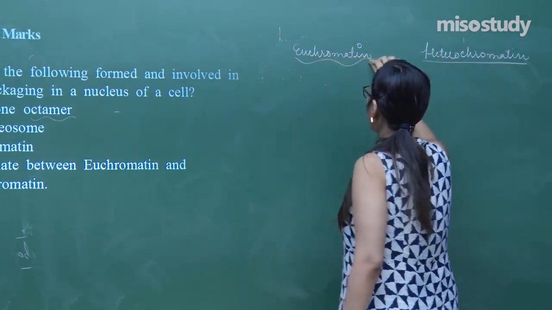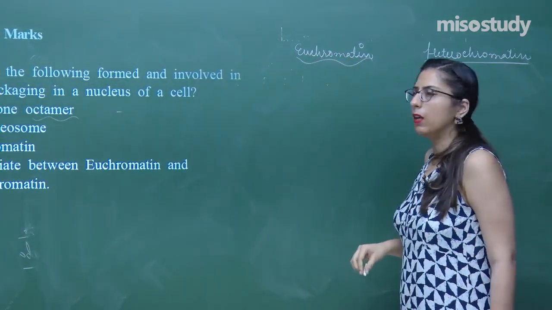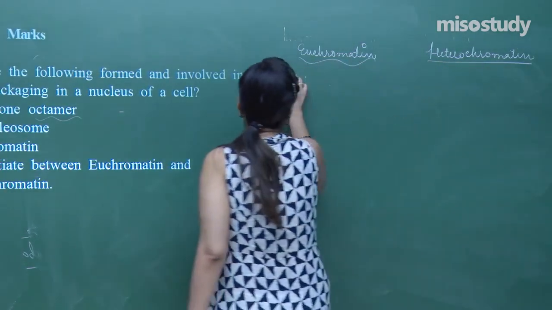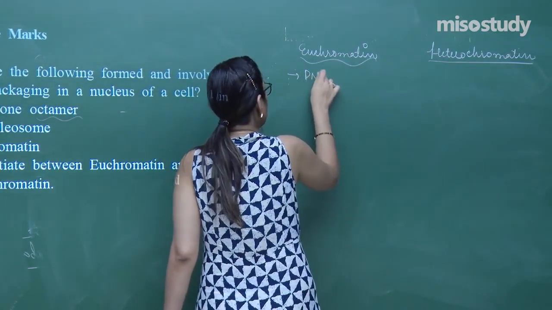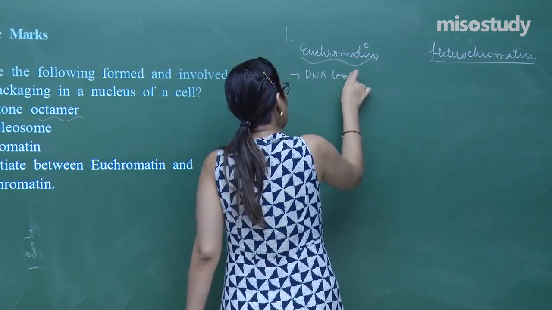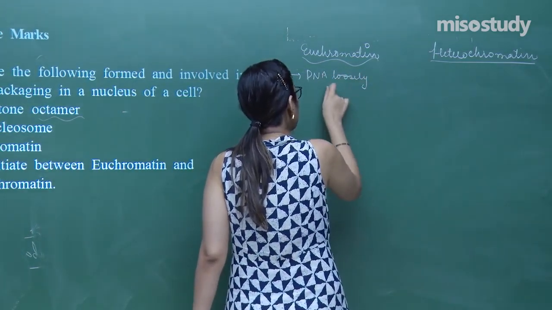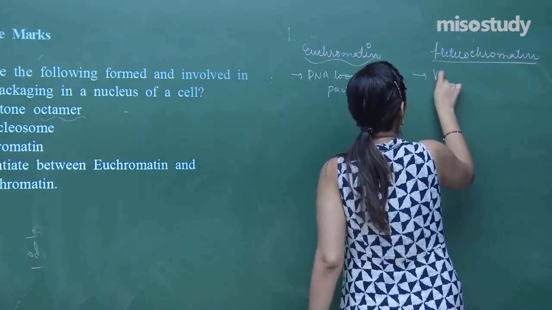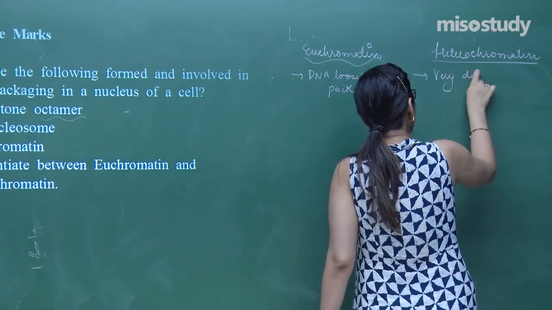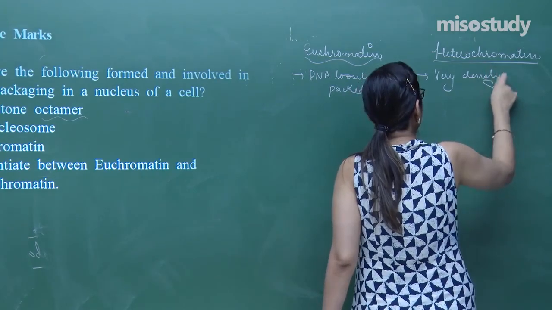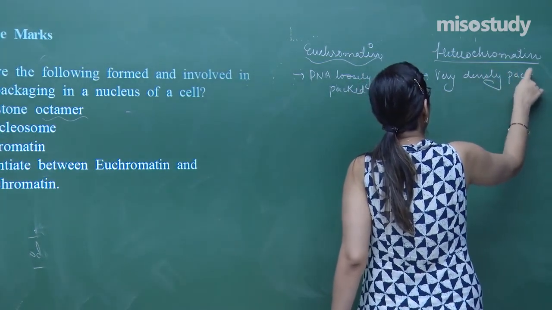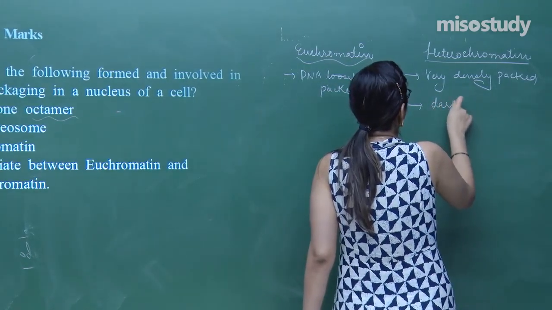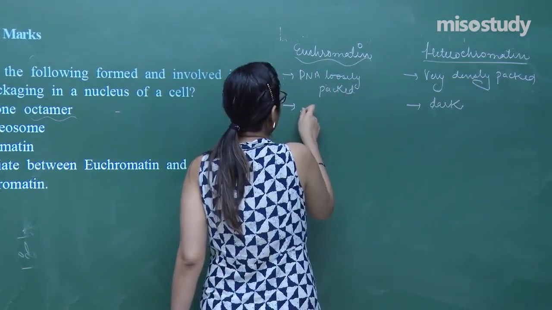These are the two types of chromatin in which the DNA is present. In euchromatin, the DNA is loosely packed. In heterochromatin, the DNA is very densely packed. These stain dark, whereas those stain light.